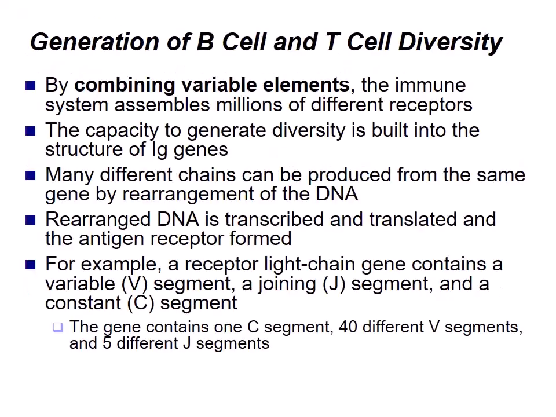cells. So we get different B and T cells by combining different sections of DNA. So you combine things called variable elements, and that can give you lots of different receptors, like millions of different receptors. And the capacity to generate this diversity is built into the Ig genes, and many different genes can be produced from the same gene by swapping around the DNA. And this swapped around DNA is going to be transcribed, so go from DNA to RNA, and then translated, so go from RNA to protein, and you get different antigen receptors formed.